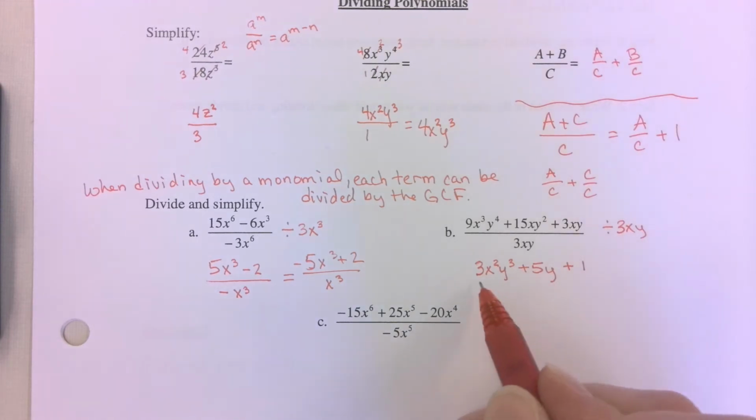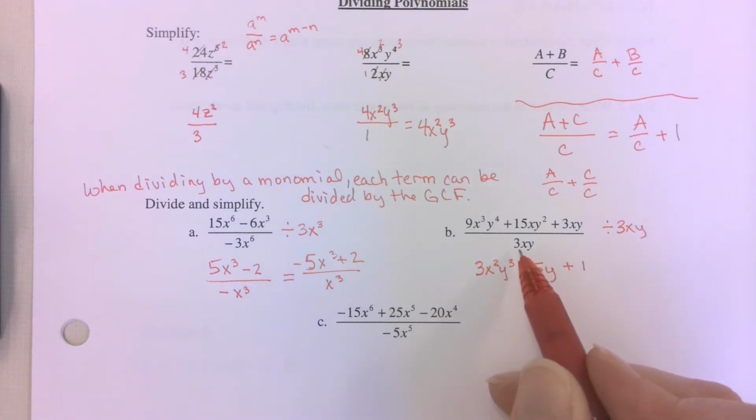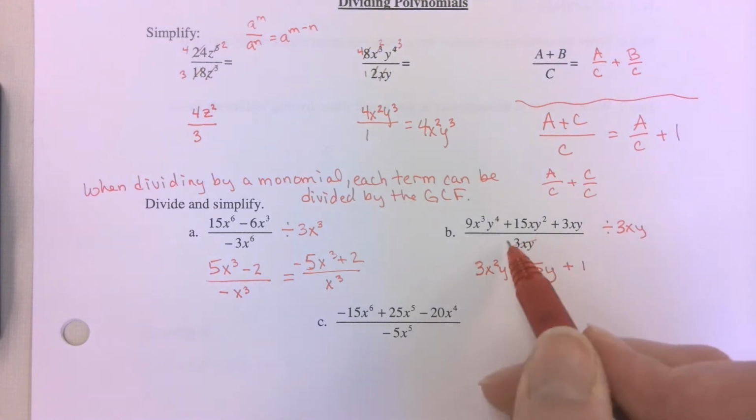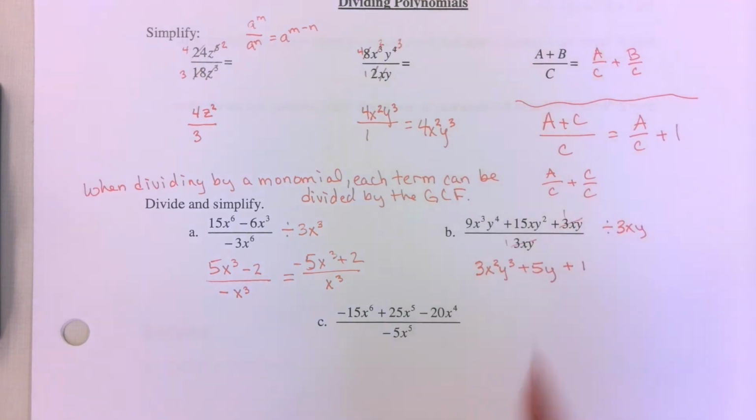Okay? And then if you want, you could write all divided by 1, because 3xy divided by itself is a 1 down here. This 1 has to be here. Divided by 1 doesn't have to be shown.